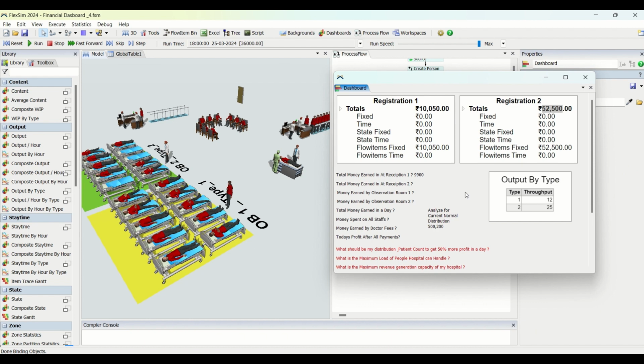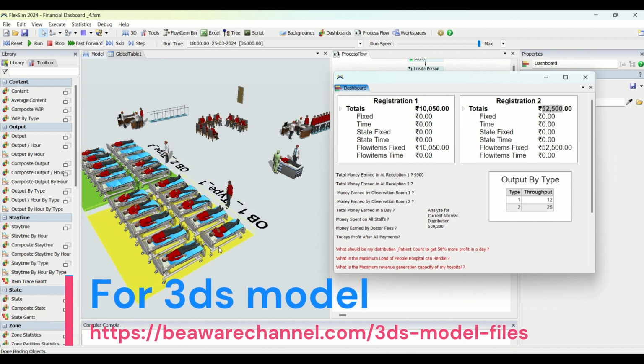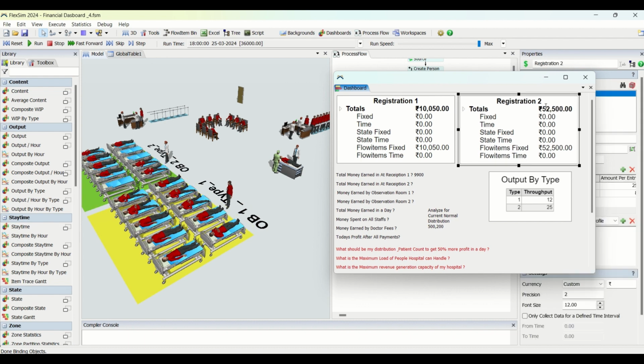If I have certain charges, or certain money required for my observation rooms to run, is my profit still 52,500, or will my operational cost be subtracted from this 52,500, and then I get the actual money earned from observation rooms 1 and 2? Let us answer these questions in our video 2 of financial dashboards.